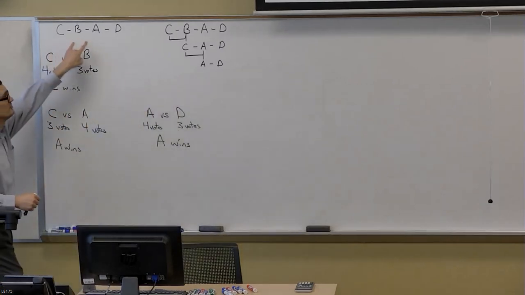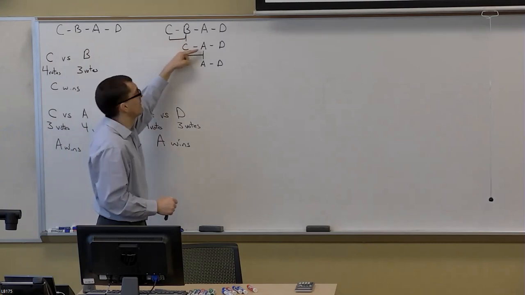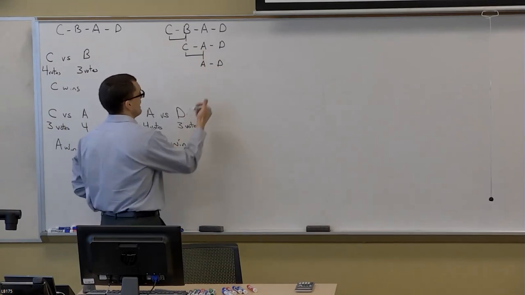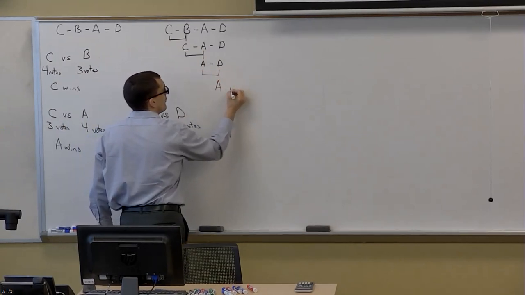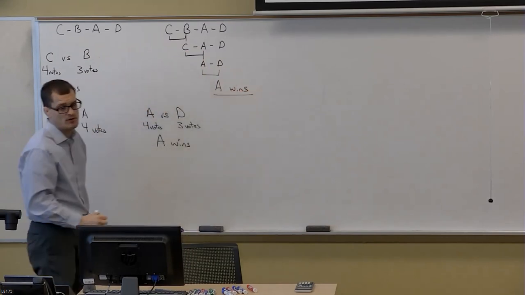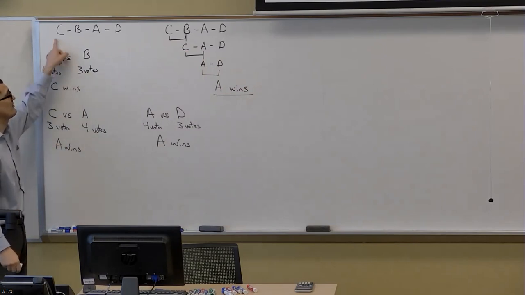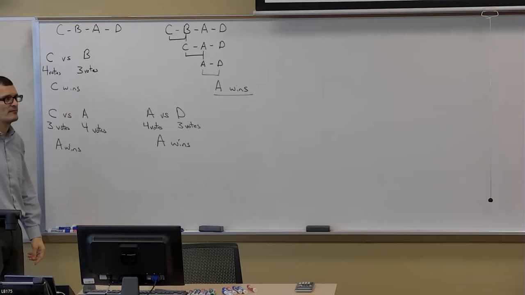So C versus B, C came out the winner. Then faced A, C versus A came out the winner. A versus D, A wins the total, right? So in sequential pairwise voting with this list, A wins everything.